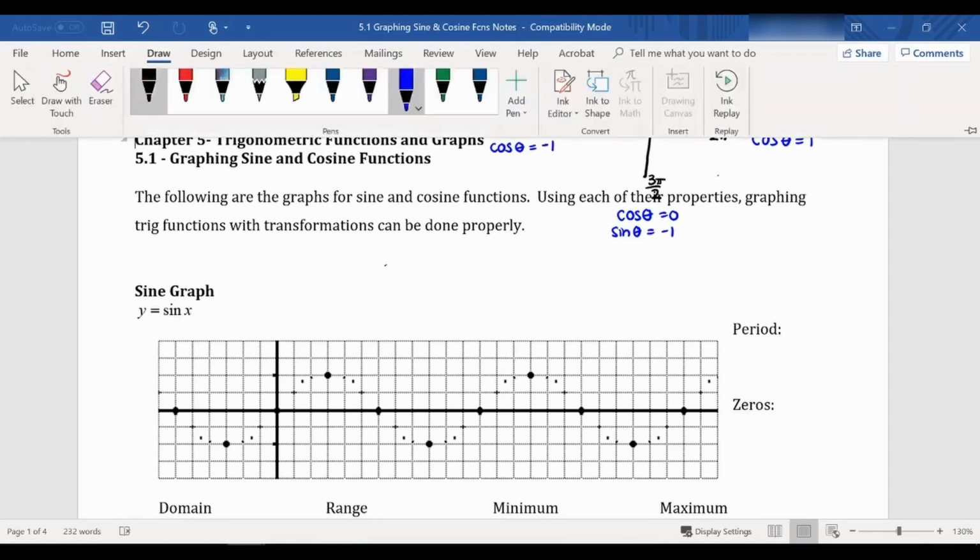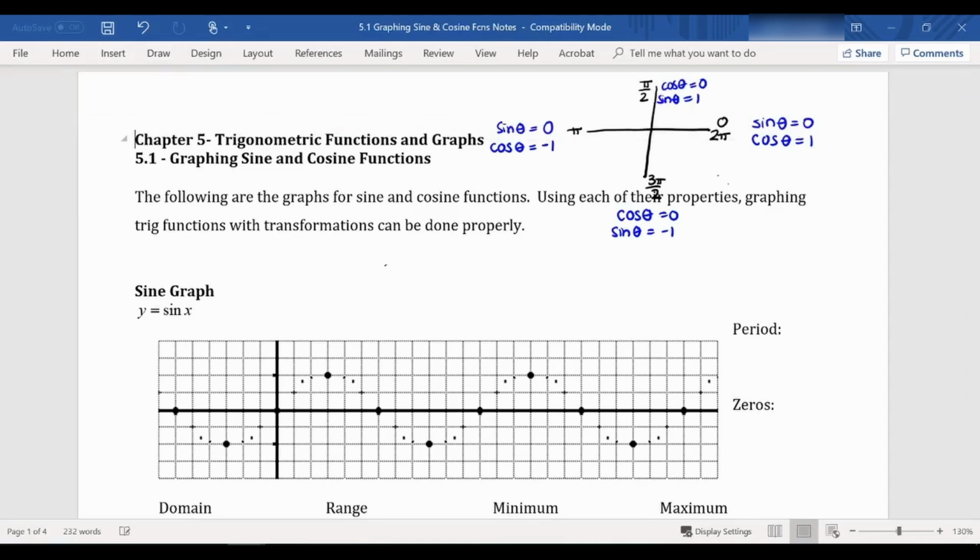We also know that if we are between 0 and pi over 2, everything is positive in this quadrant. If we're between pi over 2 and pi, only sine is positive. If we're in quadrant 3, then only tangent was positive, and in quadrant 4, between 3 pi over 2 and 2 pi, only cosine was positive. So this is going to help us draw in our curves here.